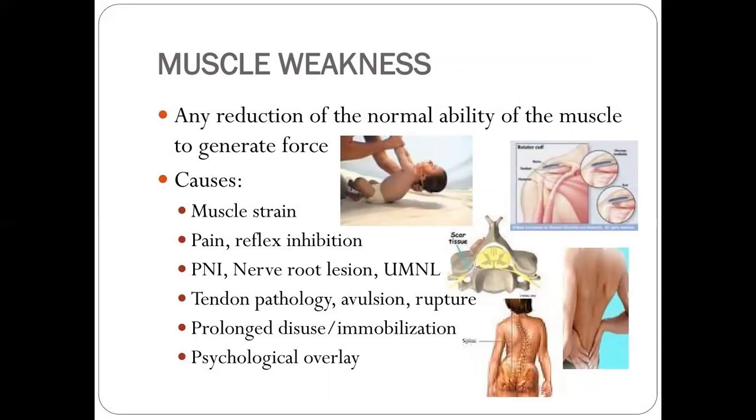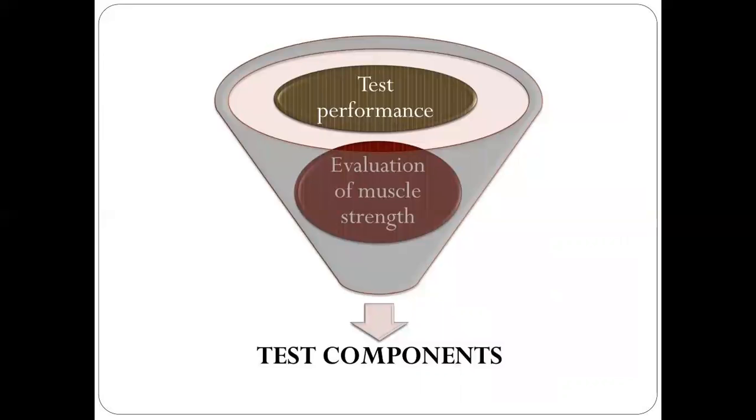The reason behind muscle weakness is any reduction of the normal ability of muscle to generate force. Causes are muscle strain, pain, reflex inhibition, nerve root lesion, upper motor neuron lesions, tendon pathologies, avulsion and ruptures, and prolonged disuse, immobilization, psychological overlay.